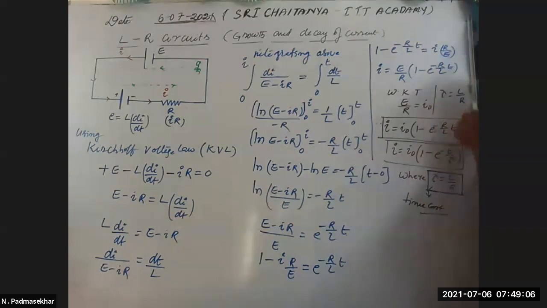I am saying beforehand, this is the time constant. So time constant is L by R. Here R by L is there, that's why I wrote 1 by tau. I wrote t by tau, where tau is L by R, that is the time constant. Okay, now this initial time constant is L by R.